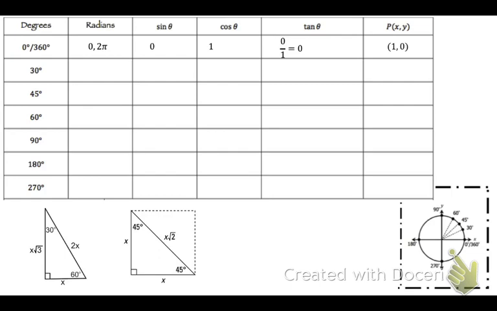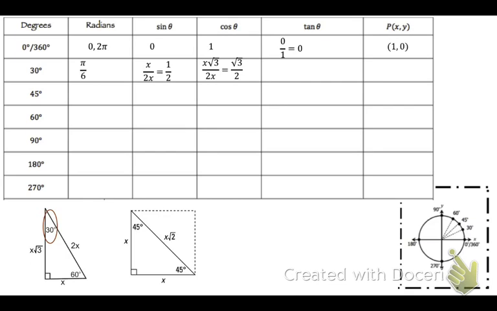Let's go to 30 degrees. First we convert to radians: 30 times pi over 180, which is pi over 6. Now we find sine of 30 degrees. Sine is opposite over hypotenuse, so that's x over 2x, which is 1/2. Cosine is adjacent over hypotenuse, so that's x root 3 over 2x, which is root 3 over 2.